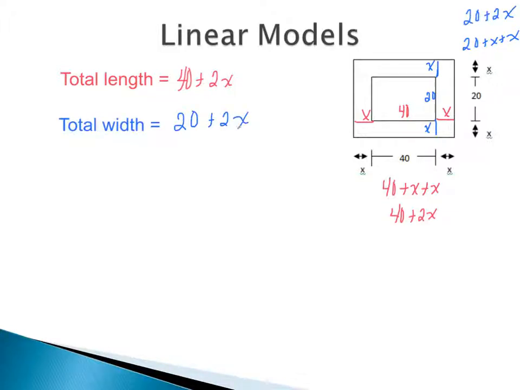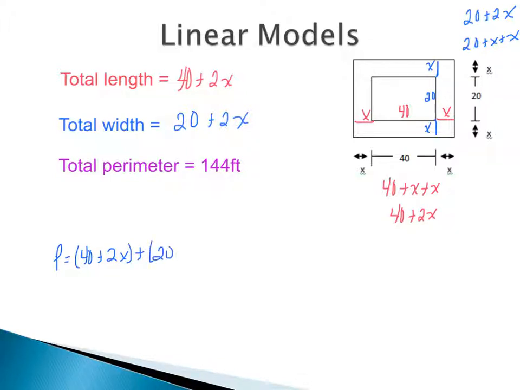So that's going to be helpful to us because now we were given that the perimeter was equal to 144. So that means for our equation we would have that our perimeter is equal to our first length of 40 plus 2x plus our next width, which would be 20 plus 2x. Plus our next length, which would be 40 plus 2x, and then plus that last width, which is another 20 plus 2x, and then again we were told in the problem that this equals 144.